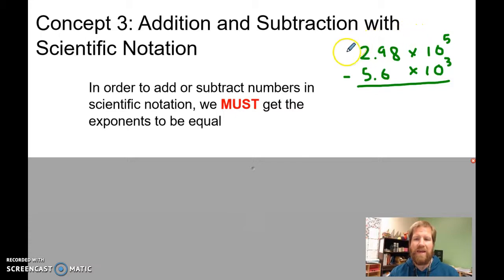Okay? We can't just do our subtraction with our coefficients without changing or at least looking at our exponents. I've actually pulled these numbers. This top number, 2.98 times 10 to the 5th, is the population of Anchorage. This 5.6 times 10 to the 3rd is Homer.